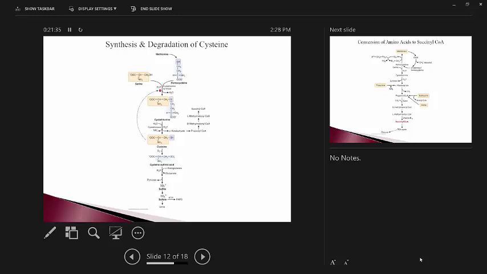And then what happens is that this is broken again, and the sulfur ends up on the 3-carbon, which is then cysteine, and the carbons then come out as alpha-ketoglutarate, and they go into propionyl-CoA, which is the odd-chain fatty acid pathway, okay, and dealing with it that way.